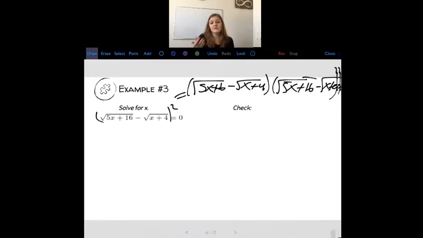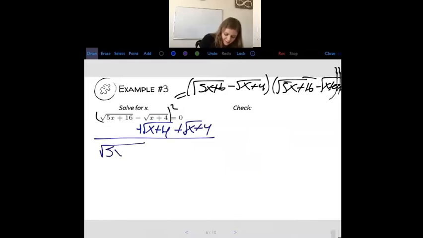But if you were to FOIL or distribute and multiply that out, you would not get that the radicals cancel out. And so that's why in one of the steps we say to get the radical by itself on a side, or at least have only one radical per side. So we'll start off by adding the square root of x plus 4 to both sides to get the square root of 5x plus 16 equal to the square root of x plus 4.